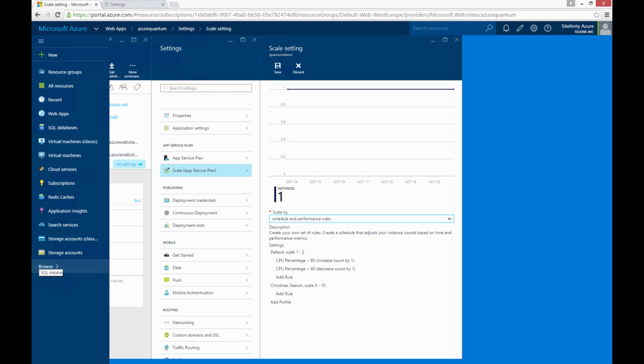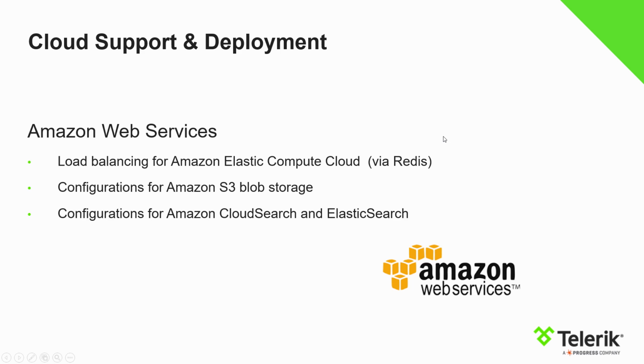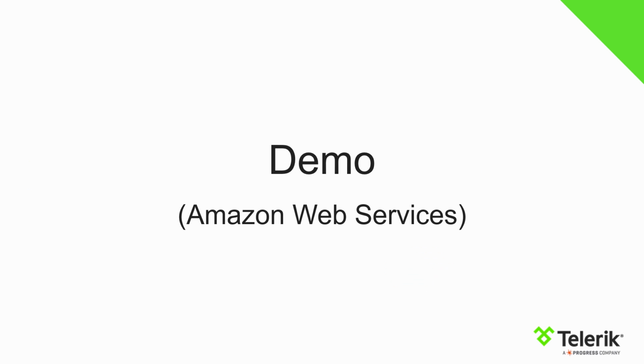And with that, let's switch to the other popular cloud, which is Amazon AWS. We continue to improve our support for Amazon Web Services by introducing out-of-the-box load balancing support for the Amazon Cloud using Redis cache and making it easier for you to configure Sitefinity to work with various Amazon Cloud services such as the S3 blob storage, which you can benefit from and store all your Sitefinity images and files, or other services such as Amazon CloudSearch and Elasticsearch. So let's take a look at a quick demo of the Amazon Cloud.